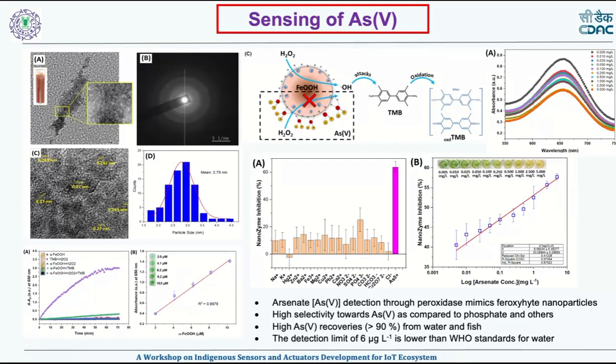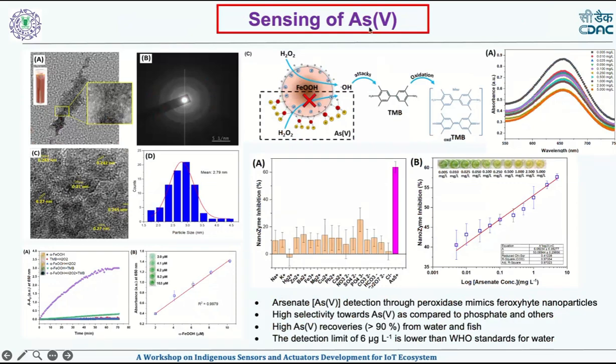In particular, this nanomaterial also has nanozyme characteristics. It means whenever I use this iron peroxide along with TMB and H2O2, it gives a color. TMB and H2O2 alone are colorless, and along with TMB, H2O2, and this iron peroxide, it gives a bright green or blue color. So using this technique, we have done the sensing of arsenic 5.